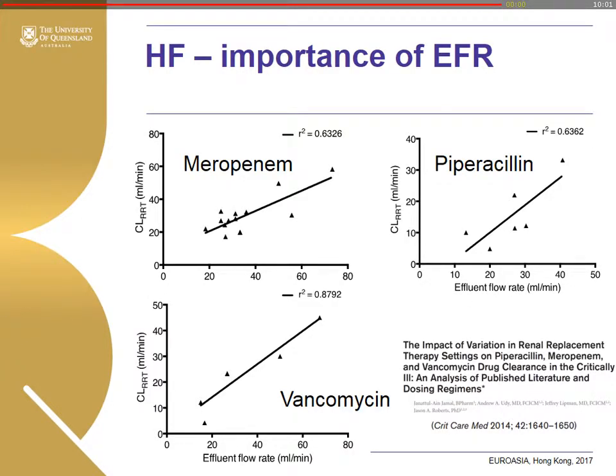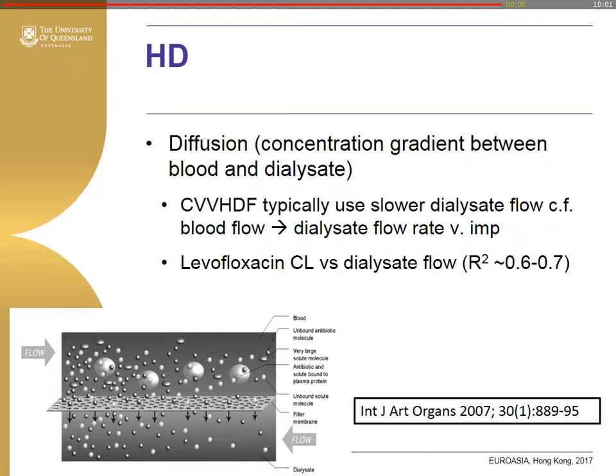Looking at the importance of effluent flow rate, this was a meta-regression that was done by our group looking at a series of different studies and what the clearance of meropenem, piperacillin, vancomycin was with different effluent flow rates, and we could see that it was actually quite a strong predictor of drug clearance. In terms of hemodialysis, dialysate flow rate is something which is very important and it has been shown to be very nicely correlated with drug clearance as well. And so that's a bit of an indicator, if you use hemodialysis, about the level of drug clearance that's likely.